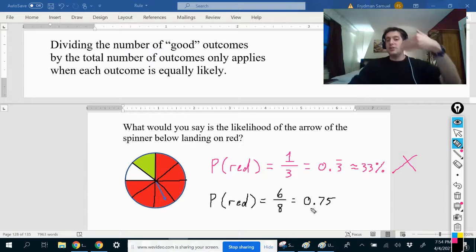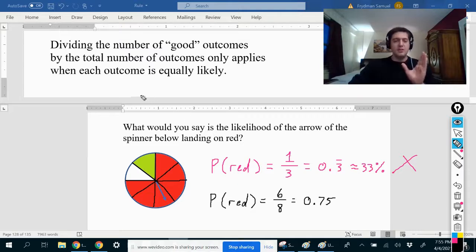0.75 is greater than 0.5, but still less than 1. So that makes sense because it is likely for me to land on red. So I should be getting a probability here which is greater than 0.5, telling me that what I want to happen, meaning landing on red, is probably going to happen, but it's still less than 1. It's not definitely going to happen because I could maybe land on green or white.